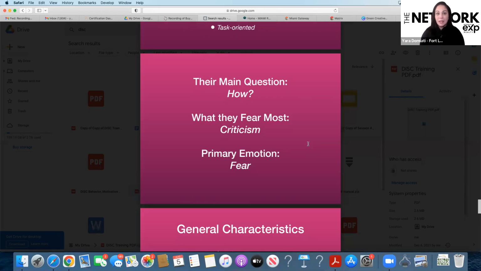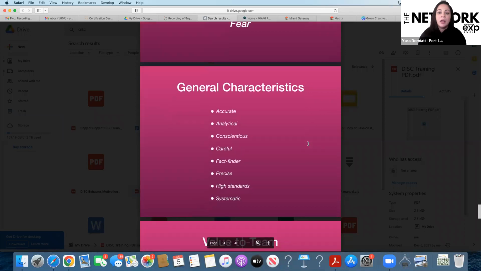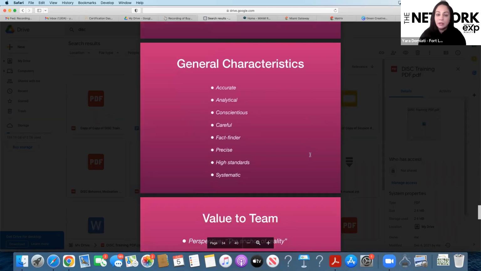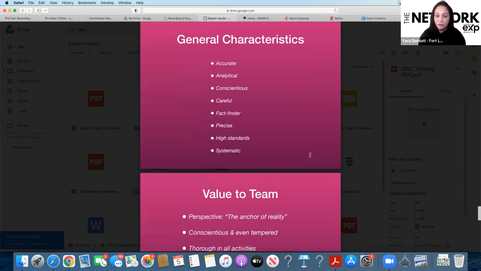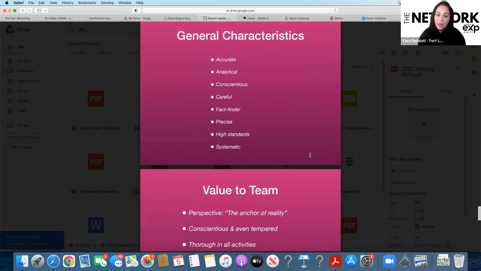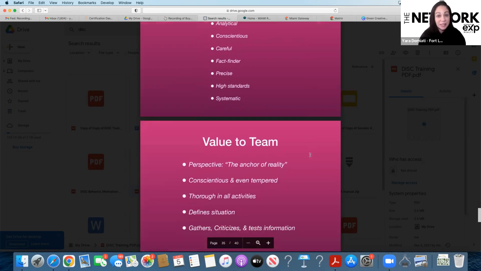Whereas a D personality type is not going to ask any questions, and they're just going to do it. So what they fear most is criticism. Their primary emotion is fear. General characteristics: they are accurate, analytical, conscientious, careful, fact finders. They're precise, they have high standards, and they're systematic.